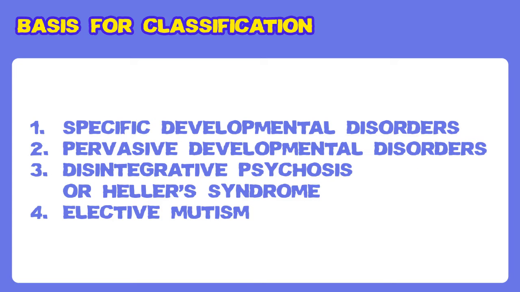For the basis of classification, we have four. First is the specific developmental disorders. Second is pervasive developmental disorders. Third is disintegrative psychosis, or others call it Heller syndrome. And the fourth and final one is the elective mutism.